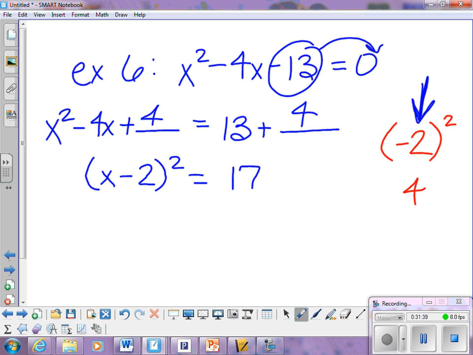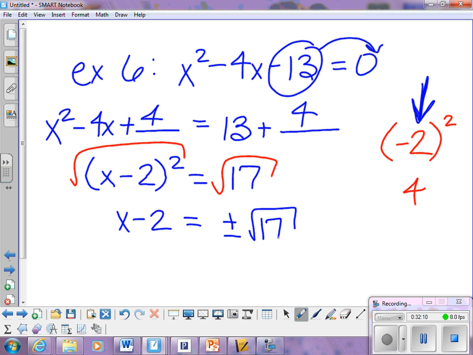Don't freak out. It's okay. You put it in the square root house. So, I'm going to square root it. Yep. So, when you square root a square, it becomes x minus 2, right? Can you square root 17? Can you simplify the square root of 17? No, you can't, can you? So, it's just plus or minus the square root of 17, right?